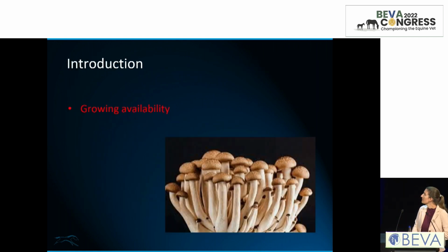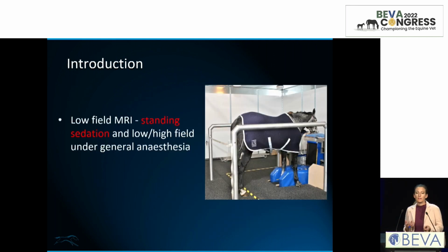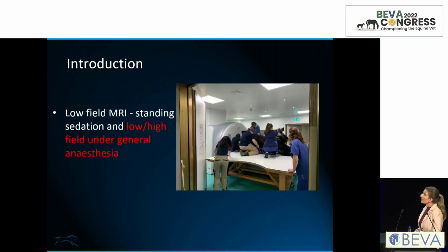We are very privileged that MRI has become quite readily available to our clients here in the UK and in Europe. Generally, we can divide it into two types of acquisition: low field MRI with a standing sedation protocol versus general anesthetic with low or high field. Both systems bear their difficulties. Both systems have some shared factors that influence the image quality, and both of them have individual ones.